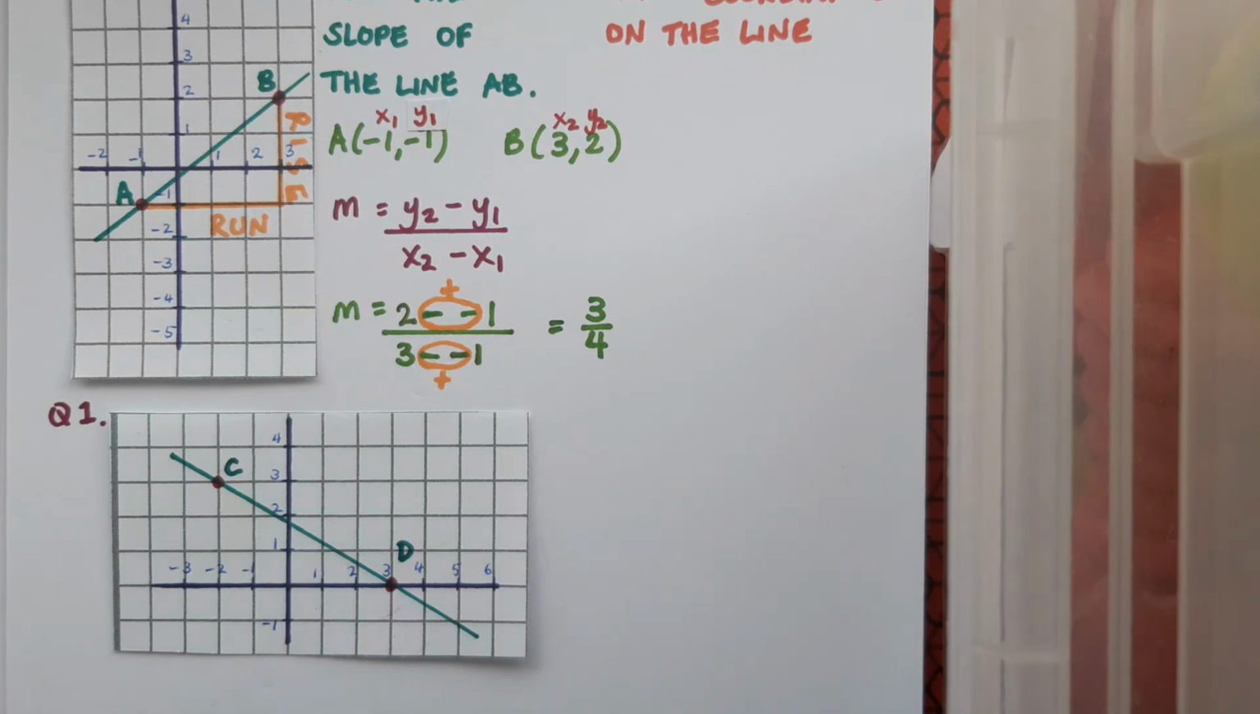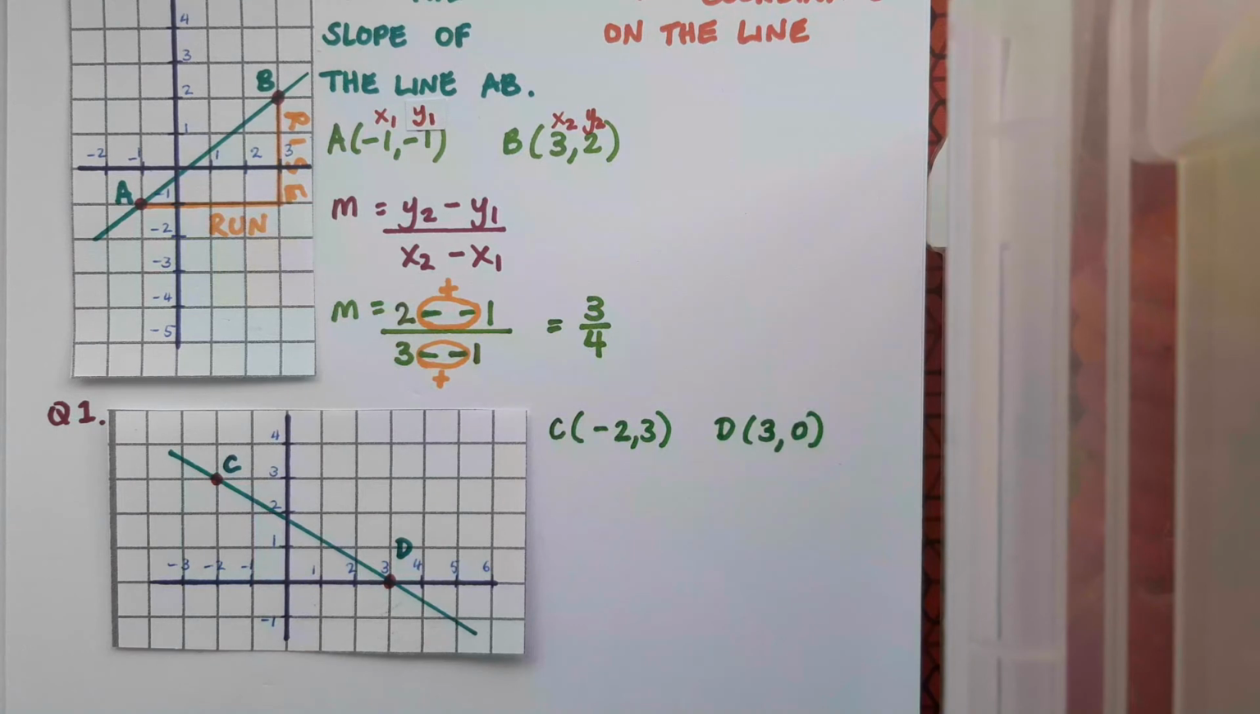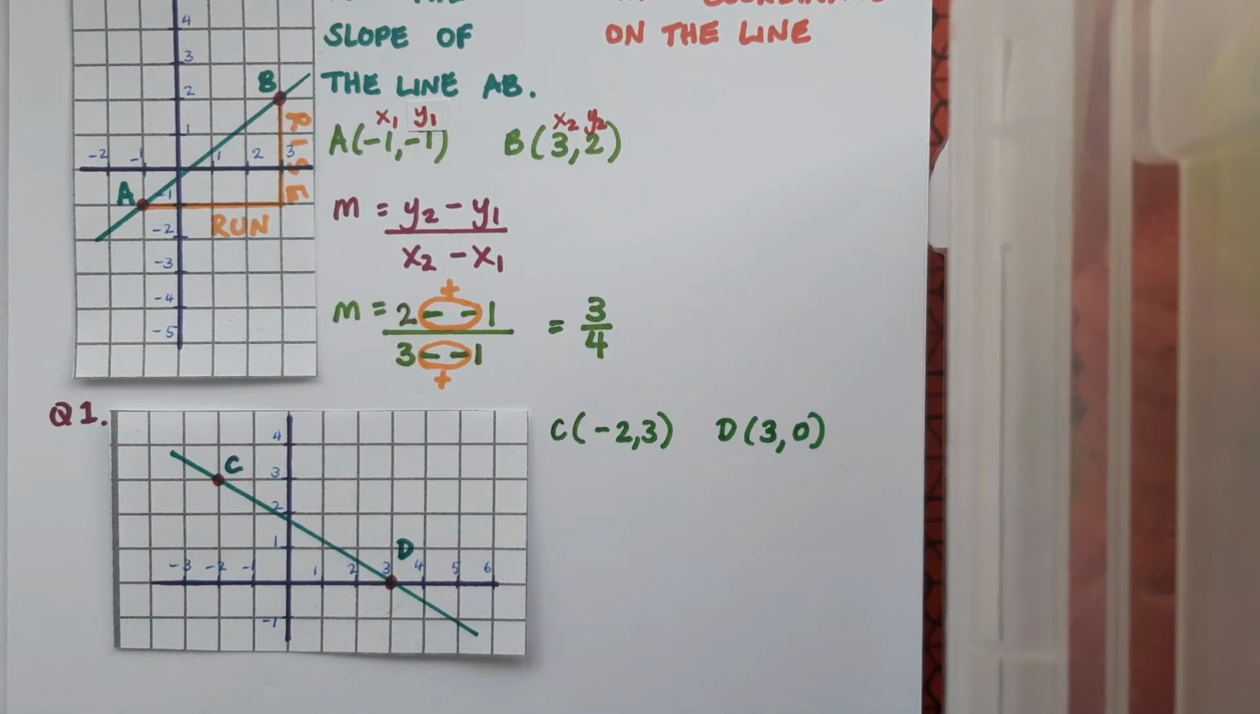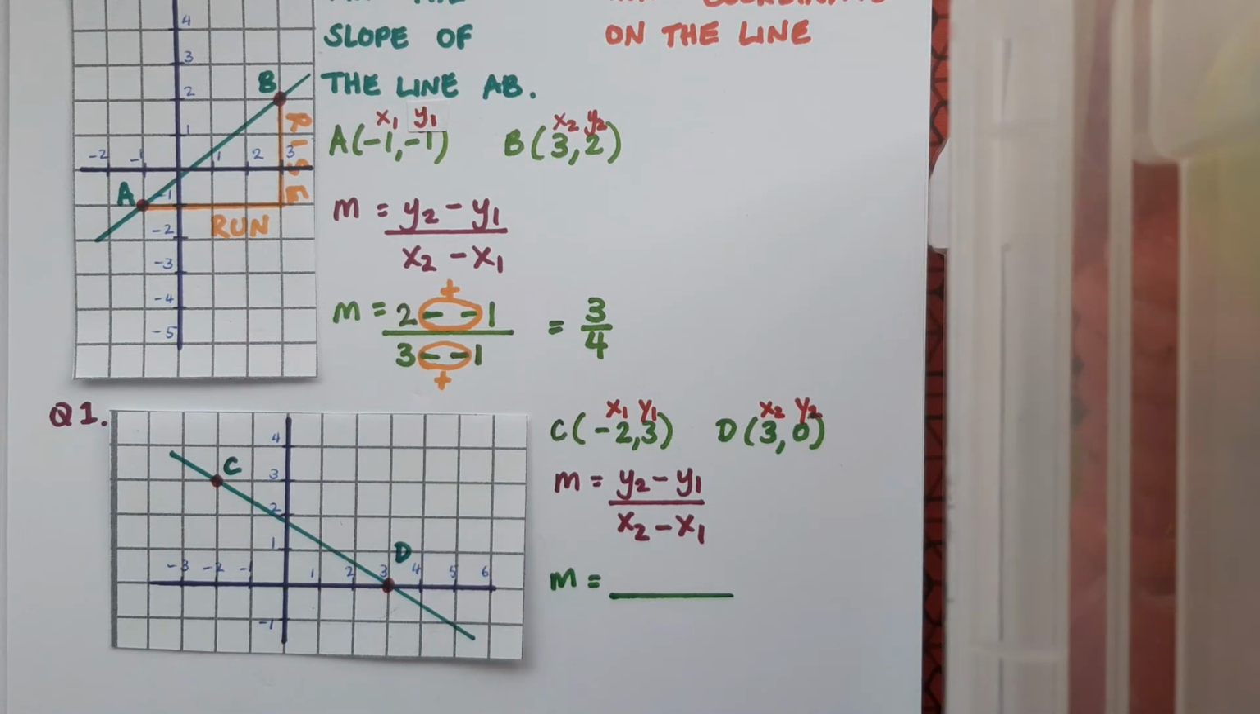Okay, so the first thing that I need to do is make a note of my 2 points. C is the point -2, 3. And D is the point 3, 0. I make a note of my formula and I label my points. And now I'm ready to fill in my formula.